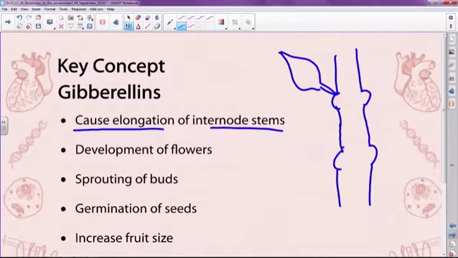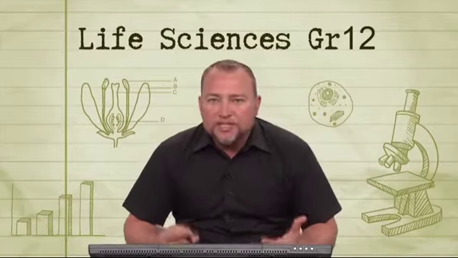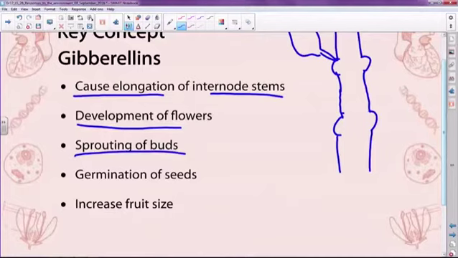Okay, next one, the development of flowers. Okay, if gibberellin is present, then you're going to start producing flowers. So when it comes to springtime, and you start seeing those little buds for flowers, that's because of gibberellin. Gibberellin's busy doing all of that. Okay, next one, as I said, sprouting of buds. The buds make flowers, so the sprouting of buds are the ones where gibberellin is present. The next one, germination of seeds. Okay, and then the last one, increases the fruit size.